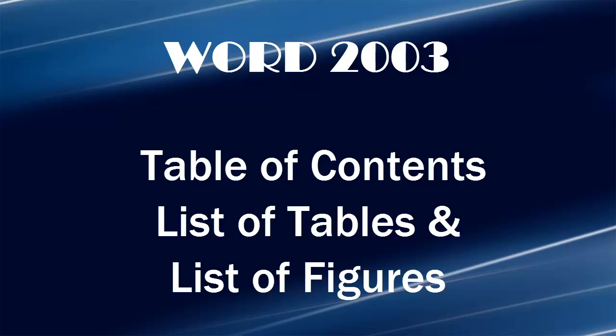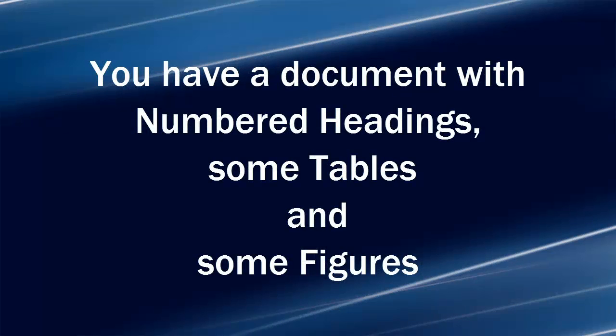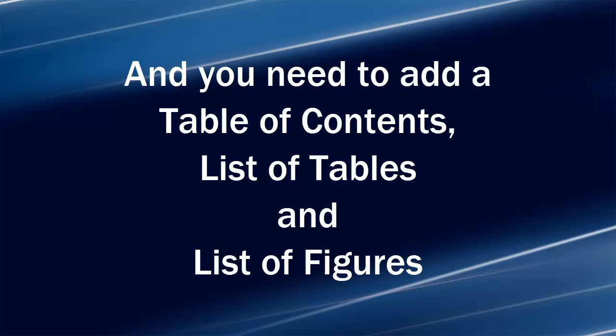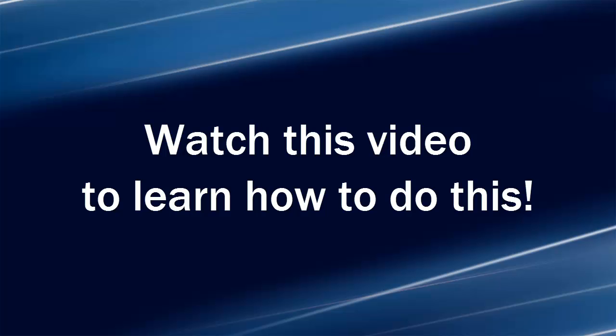Here's the scenario. You have a document with numbered headings, some tables, and some figures. And you need to add a Table of Contents, List of Tables, and List of Figures. Watch this video to learn how to do this.